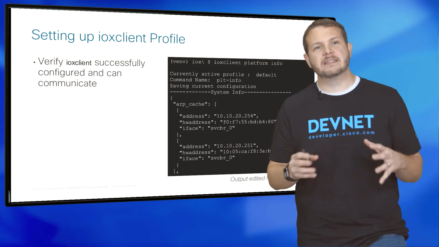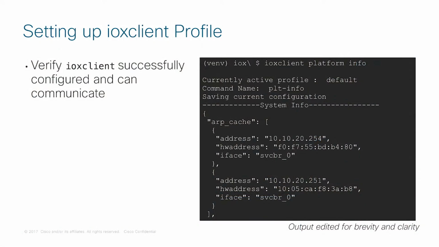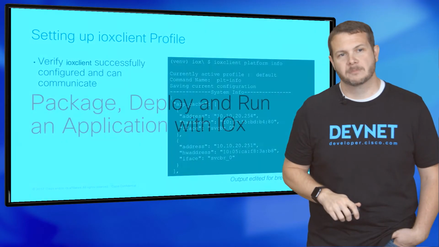With that in place, the next step is to actually verify that we're successfully connected to our devices. In order to do that, what we'll do is run ioxclient platform info. This will then go through and report back the details about our platform that are out there. We can see the address information, all of the interfaces that are available. Now, you can look through all the details, but if you get the output like this, you know that your IOx Client is successfully connected to your network device.